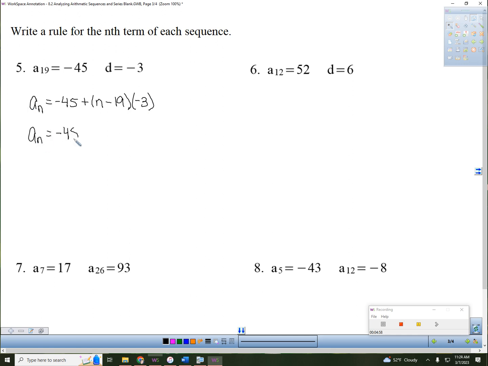I'm going to distribute negative 3. So negative 3 times n is negative 3n. And negative 3 times negative 19 is a positive 57. Combine like terms and put in order. So we have negative 3n plus 12.